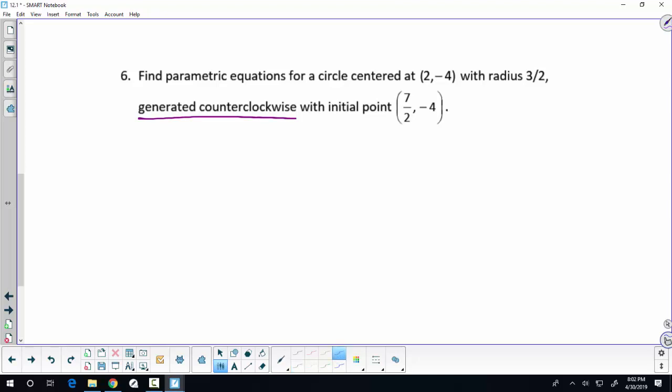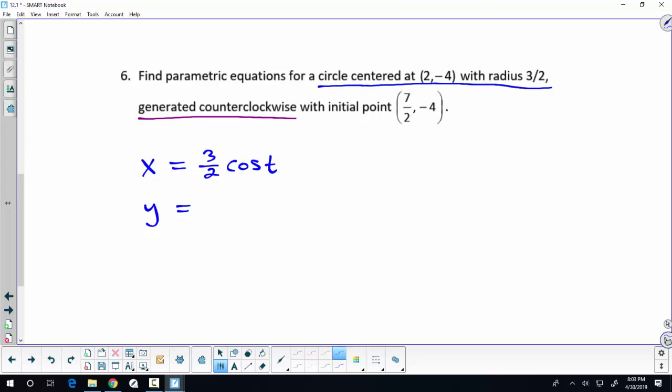So let's just take this information, a circle centered at 2, -4, with a radius of 3/2, and write out the equation for that, and then we'll see how to fit that initial point in. So we need to describe both x and y. So a circle with that criteria, what would it look like? X equals, y equals. So here's where I would just think of the most basic situation and then try to fit in the initial point afterwards. So let's just do cosine of t.